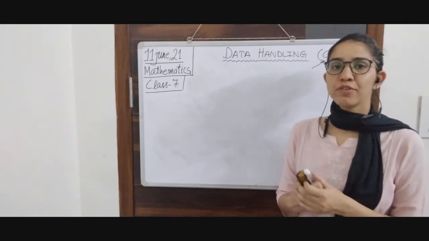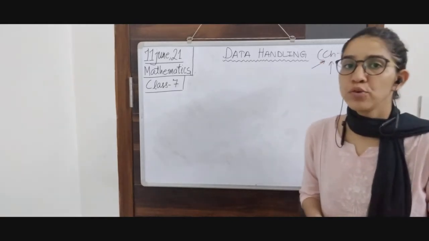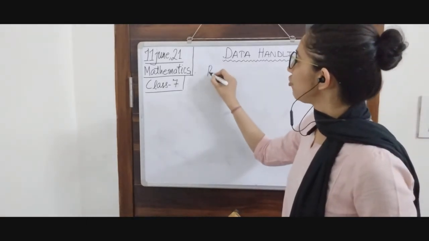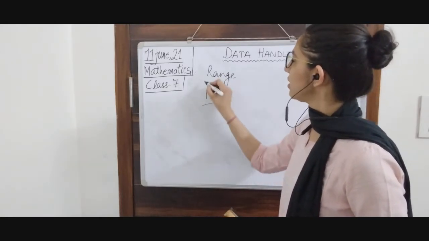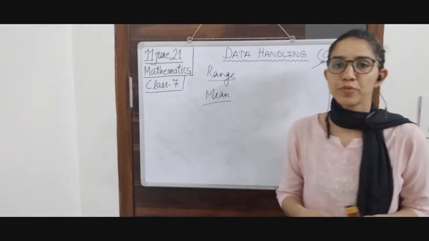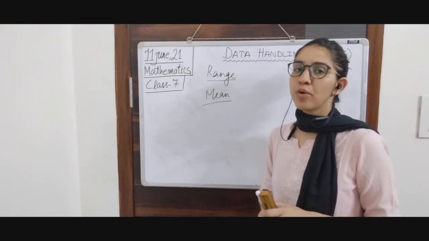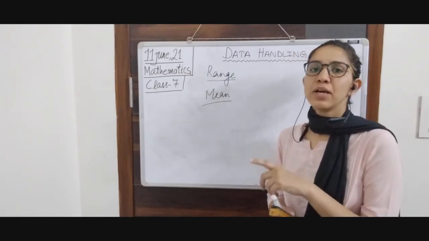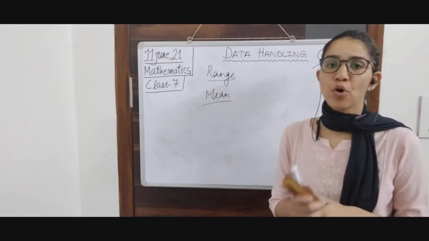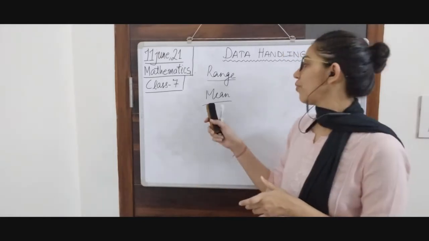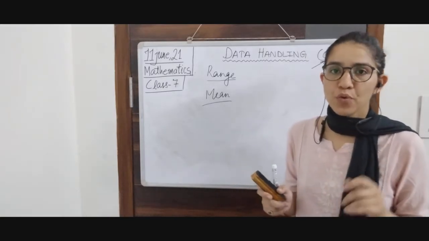In yesterday's class we started the chapter Data Handling, and in that we covered two topics, that is range and mean. Range is the difference of the highest observation and the lowest observation. Its formula is highest observation minus lowest observation. Mean represents the average of all the observations. The formula for it is the sum of all observations divided by the number of observations.